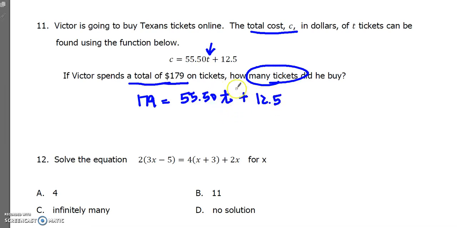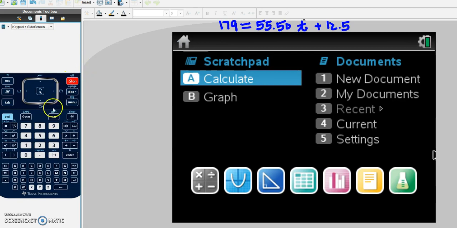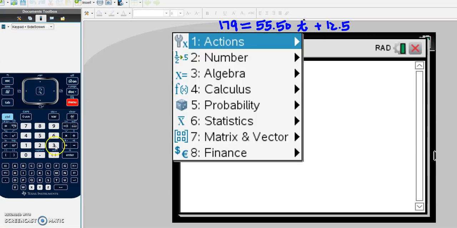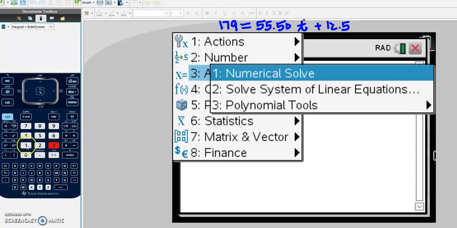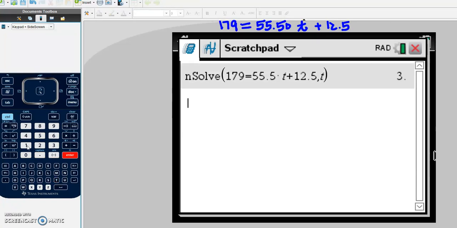Okay, so if we are solving for a variable and we have an equation, we can put this into nsolve. So let's go to the calculator. Okay, so remember, we're going to start at the home screen. We're going to go to Scratchpad on A, and there we will do menu, and then 3 algebra, and 1 is numerical solve. We can type in our equation, 179 equals 55.50 T plus 12.5. We're solving for T, so we're going to put comma T at the end, and then we hit enter. So our answer comes out to be 3. So it looks like he's going to be purchasing 3 tickets.